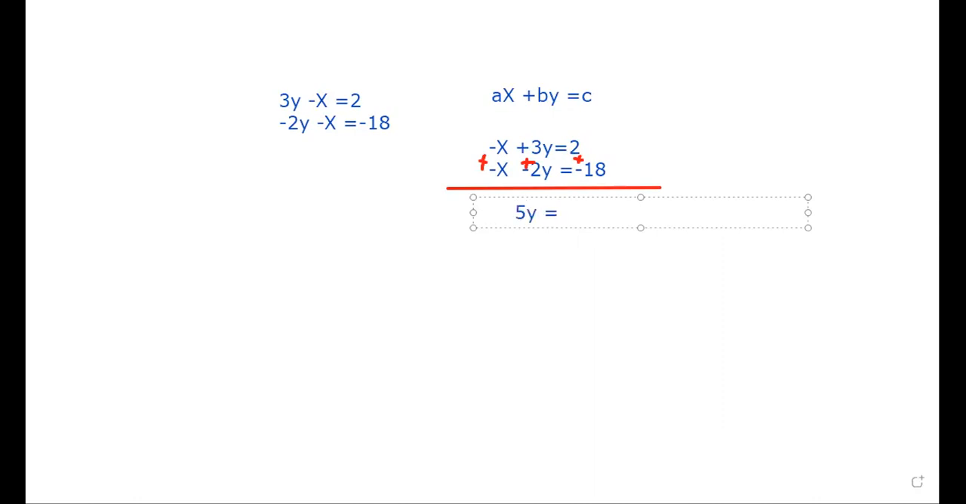5y equal how many? 2 plus 18 equal 20. What is the next step? That's why we are adding, because in this case you have the same number. At the beginning, it was negative 1x and negative 1x. So you have same number and same sign.